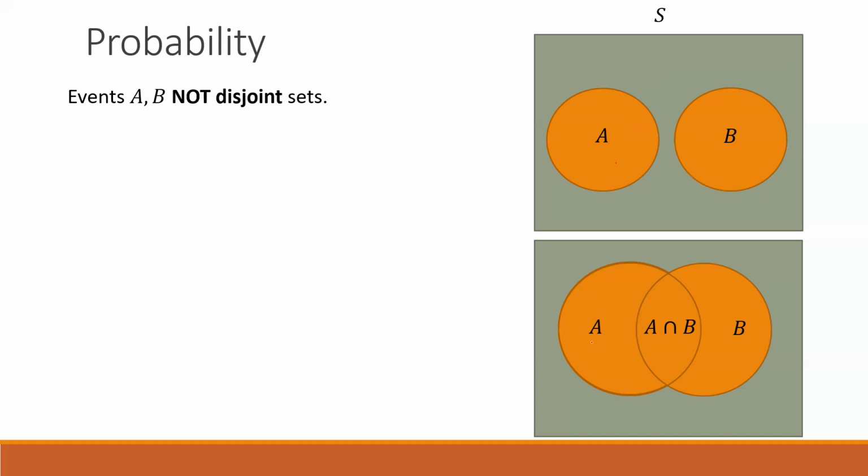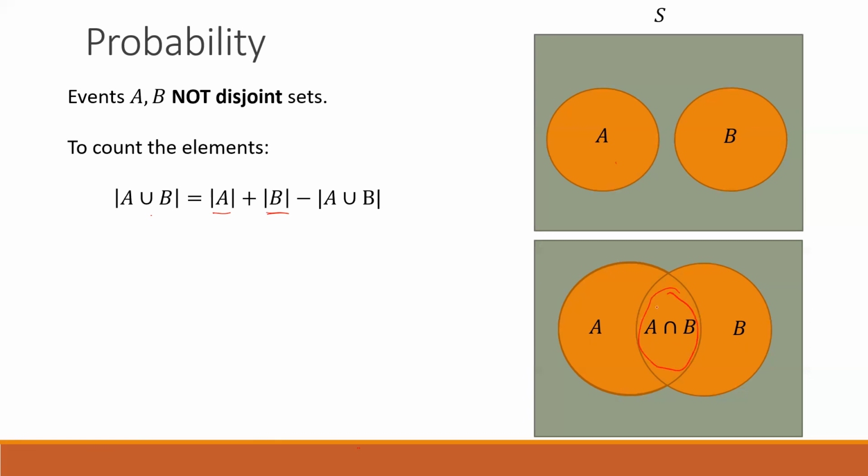In the event that A and B are not disjoint sets, then of course we have an intersection of the two sets. If we go back to counting, we want to count everything in the set A union B, so it's all of the elements in A plus all of the elements in B. Well, then we've counted everything in the intersection twice. So we're going to subtract all of the elements in there once. This is the inclusion-exclusion rule of counting.